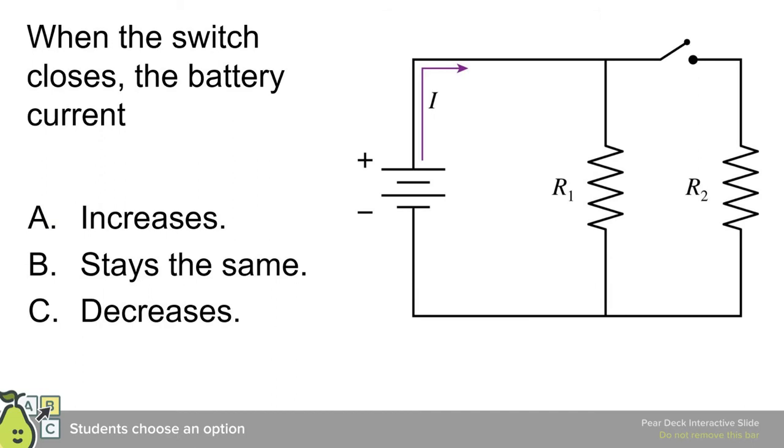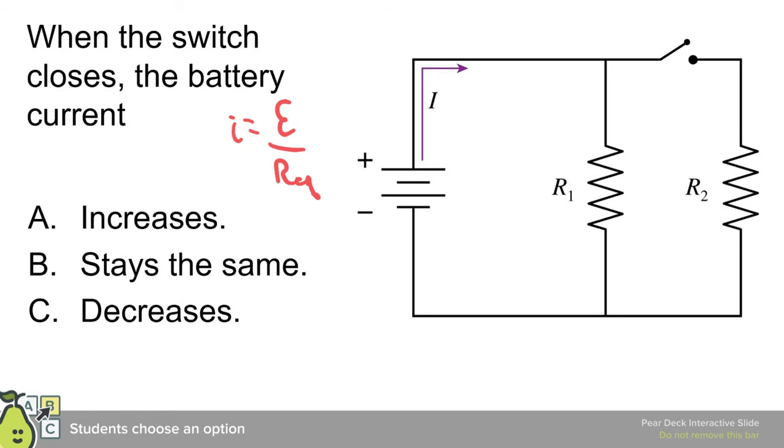All right, so question. When the switch closes, what will happen to the battery current? When the switch closes, we know that the equivalent resistance goes down because we have added two in parallel now. So the battery will draw more current because, of course, the current is the EMF of the battery over the equivalent resistance of the circuit, the new equivalent resistance of the circuit.